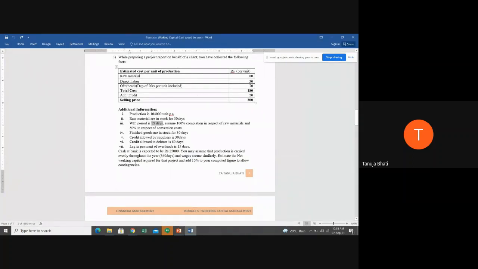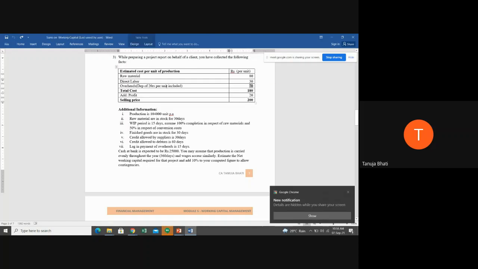Next is overhead, students. Now for overheads, will you consider depreciation or will you exclude depreciation? See, student, this is including depreciation. 70 is including depreciation. Correct. Now, should we exclude depreciation first? Yes, students. See, students, depreciation is always to be excluded. But in this 70, depreciation has been included. So first you will minus depreciation.